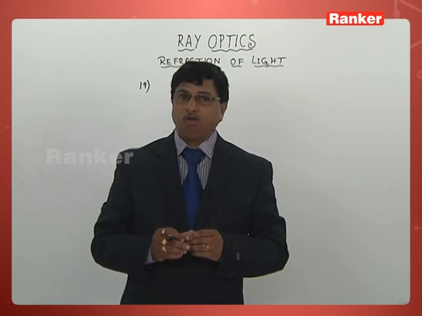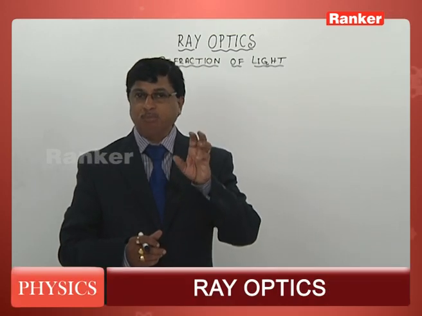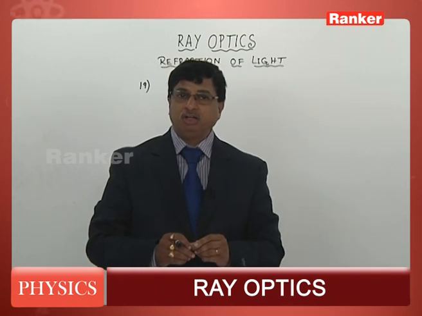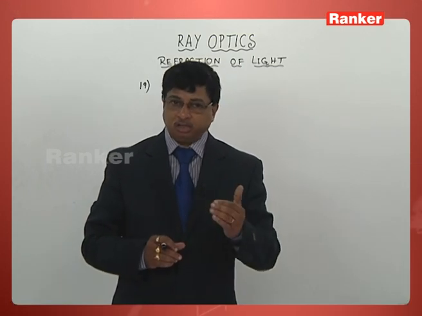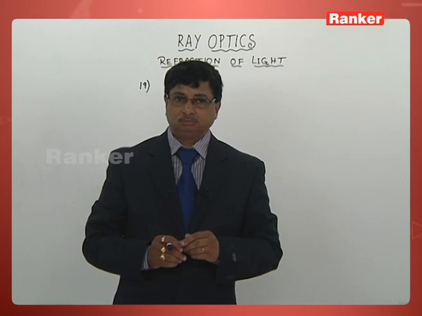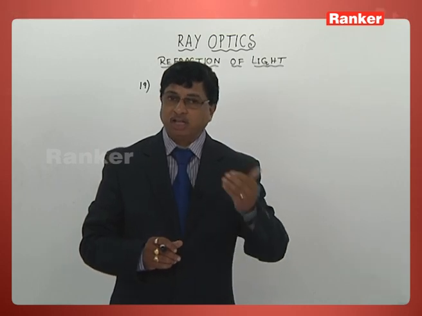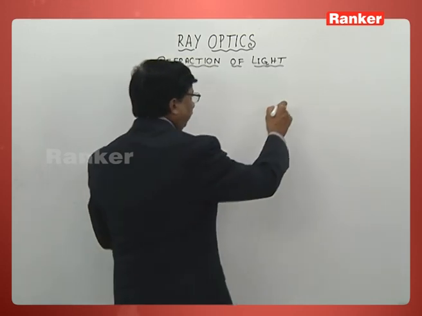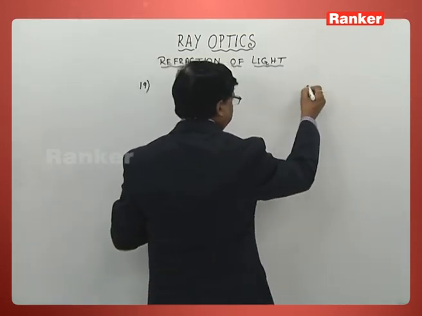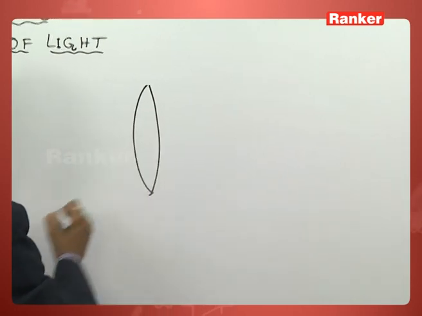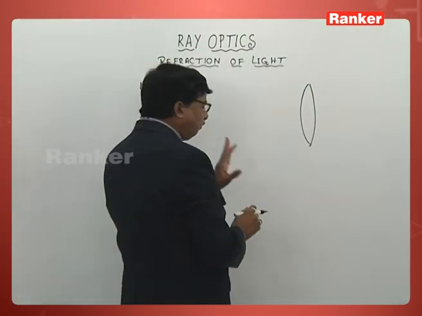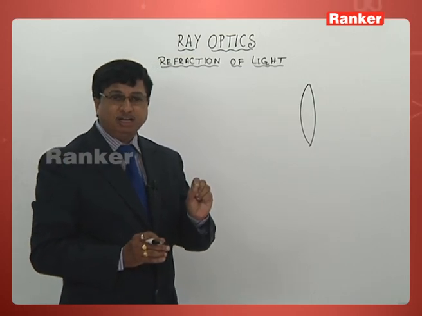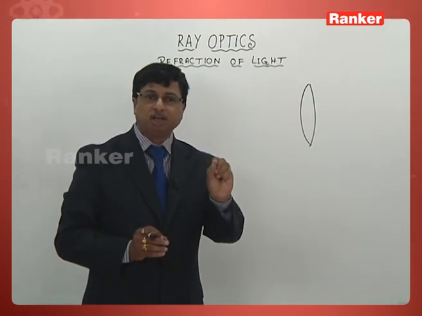Firstly, you should understand what exactly this problem is based on. This problem is based on conjugate foci. If you consider a convex lens here, what is going to be the minimum distance between an object and its real image formed by a convex lens?